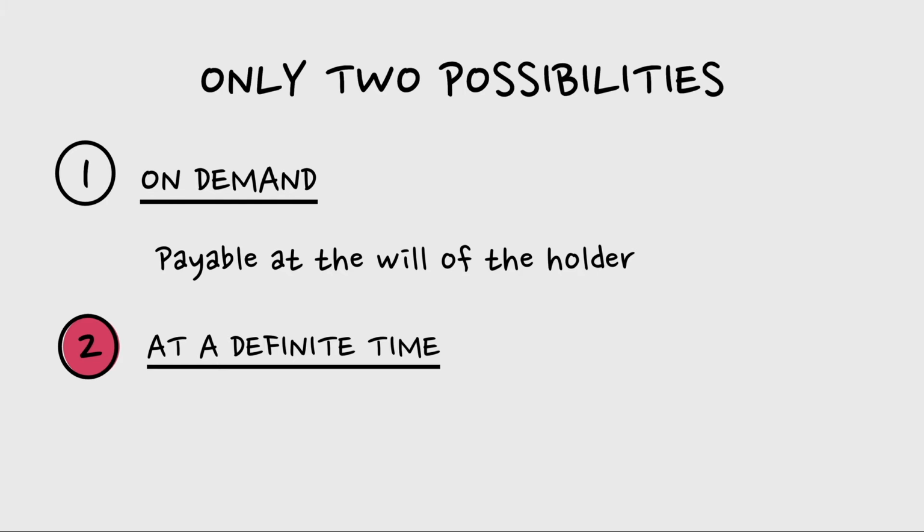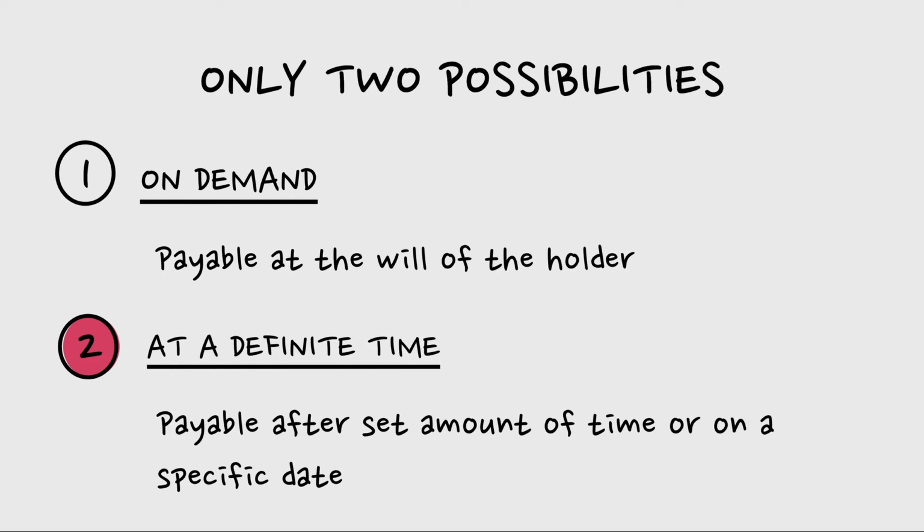So payable at a definite time is what it sounds like, right? That it's payable could be after a set amount of time, like you have 6 months, you have 5 years, you have 30 years, or it could be on a specific date, right? On a specific date. So let's look at a bunch of examples in this regard.